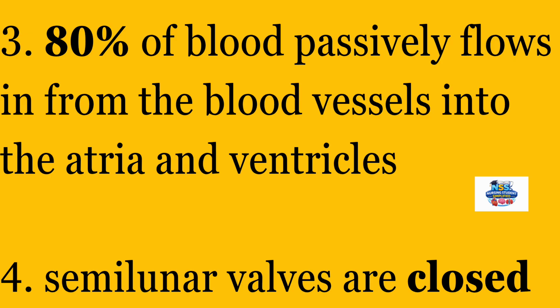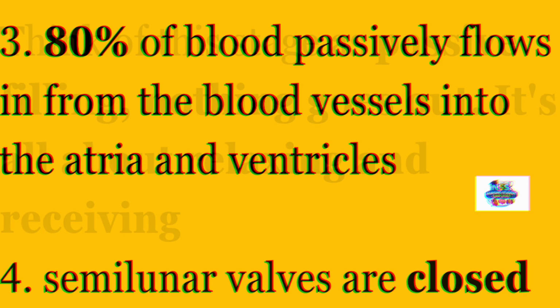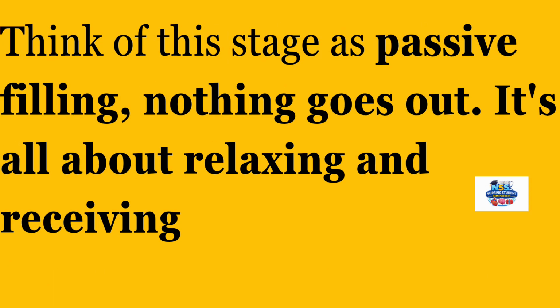Also, the semilunar valves are closed. This is because nothing is going out. The heart is just resting and receiving. So when you think of this phase, the complete cardiac diastole, think of it as the heart is resting and receiving. So the AV valves are open, the heart is resting, blood is passively flowing in, and the semilunar valves are closed. These are the 4 things that happen in this phase.